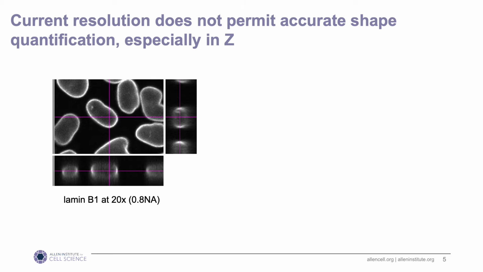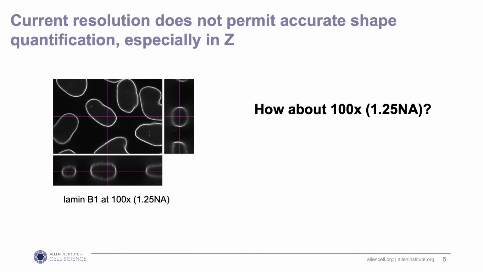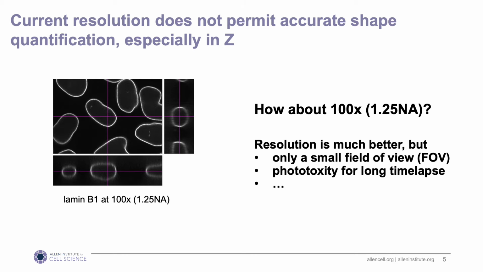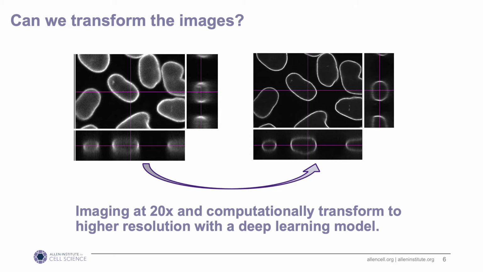Okay, then, why not just image cells with higher resolution? It is indeed much easier to extract the nuclear shape, but this can only happen on a much smaller field of view, and as a result, a cell can easily move out of the FOV, and therefore is hard to track for a long time. Also, this could result in unhappy cells due to the increased phototoxicity, and therefore we have to take much shorter movies. So, can we perhaps transform the images computationally and get the best from both worlds?